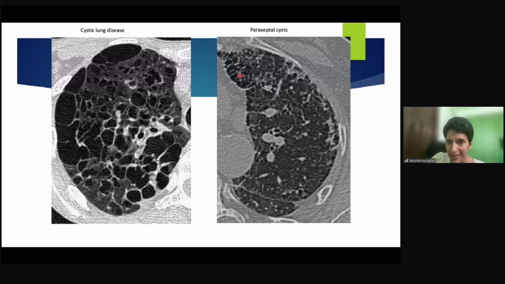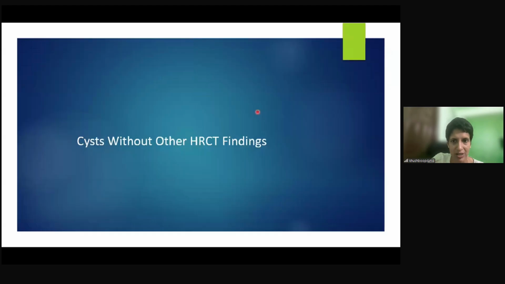Again, you see these paraseptal cysts. These again share walls and they are associated with emphysematous changes. So this is how you first differentiate true cysts from the other differential diagnoses, the other holes in the lung that you try to call cysts. Once you're sure that what you're dealing with are true cysts, so it's a cystic lung disease, now we start characterizing what cystic lung disease it is.